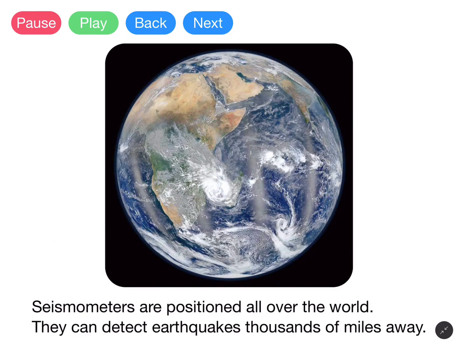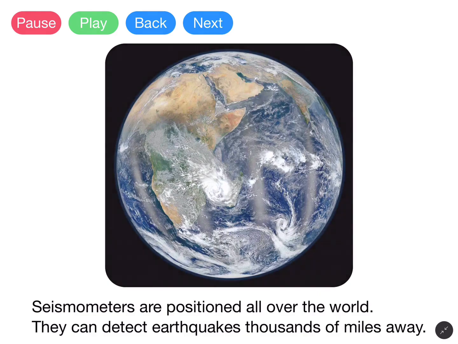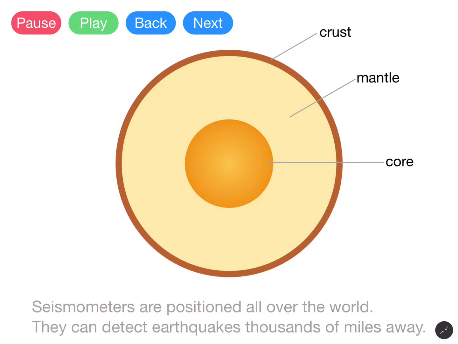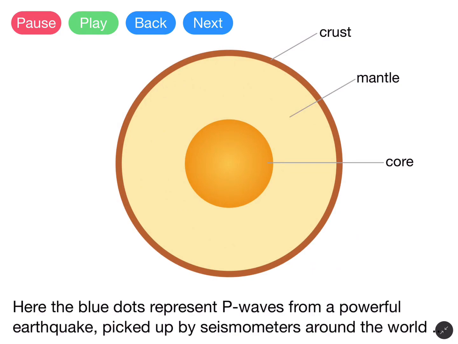Right, now over the next 3 slides we're going to see how seismometers all over the world are able to tell us something fundamental about the Earth's inner structure. Let's imagine that a powerful earthquake occurs at the top of this image. The primary waves quickly travel out from the epicenter in all directions. These seismic waves reflect and refract when they reach boundaries.